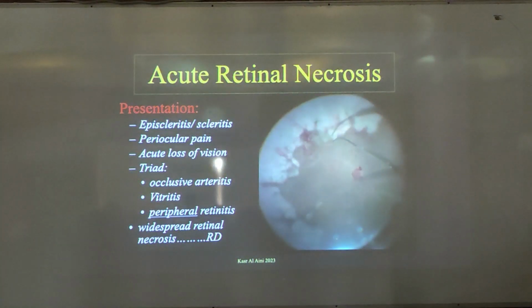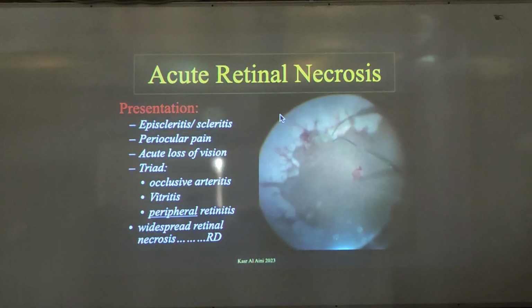The presentations of acute retinal necrosis: episcleritis, scleritis. العين بتبقى حمراء. Peribulbar periocular pain معاها severe ocular pain. Acute loss of vision and a triad of occlusive arteritis, vitritis and peripheral retinitis. اللي انتوا شفتوه ده. This is one of my patients. اهو ده واحدة من العيانين بتوعي.